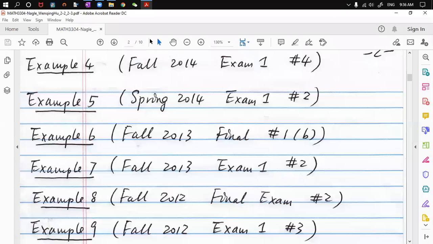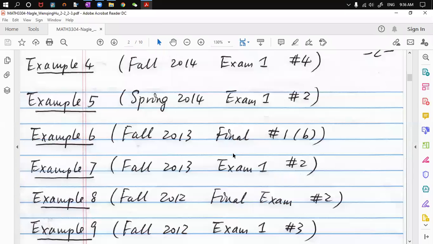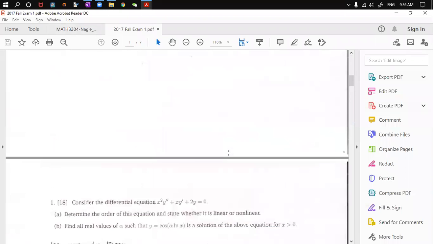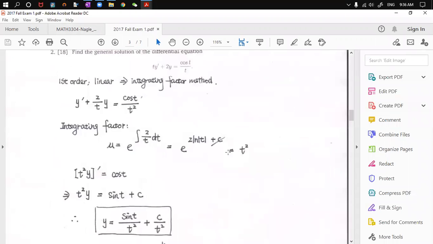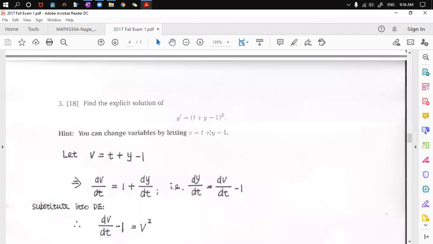There was an exam problem that was quite interesting and definitely worth talking about. So I think it's somewhere probably here. Yeah, so this question. Okay, so let's look at this problem.